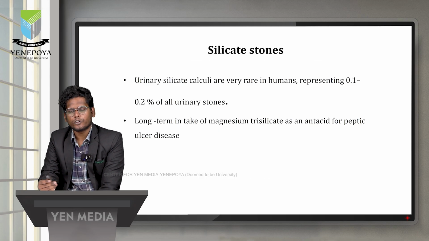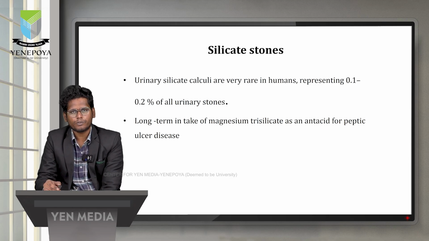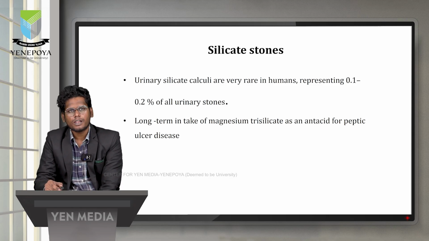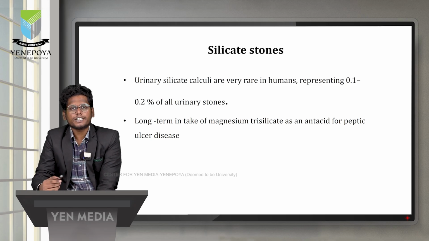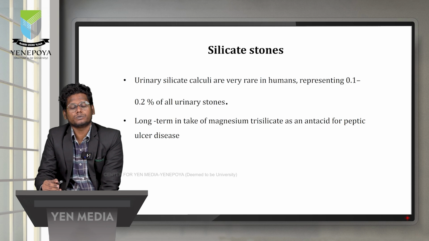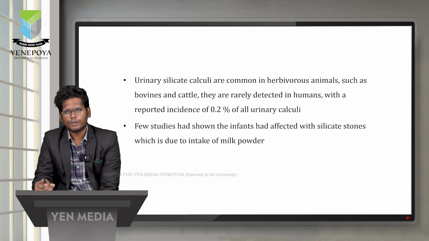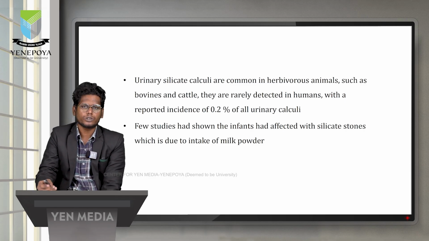The silicate stones, the urinary silicate calculi or stones, are very rare in humans, representing only 0.1% to 0.2%. Long-term intake of magnesium trisilicate as an antacid for peptic ulcer disease is one of the causes of silicate stones. Urinary silicate stones are commonly seen in herbivorous animals such as cattle and bovines, but are very rare in humans.